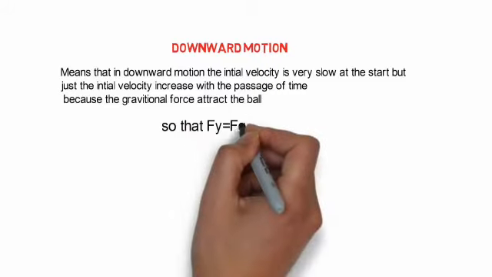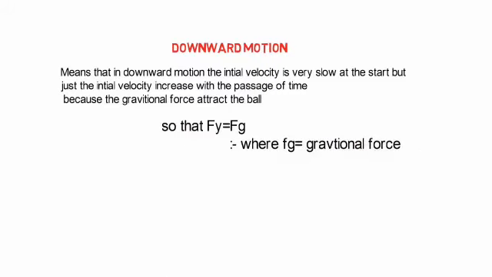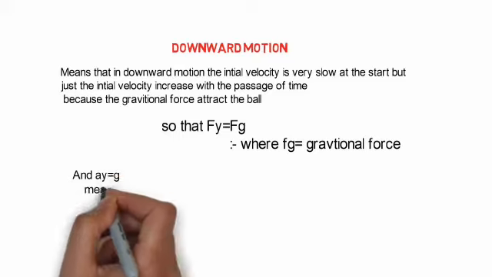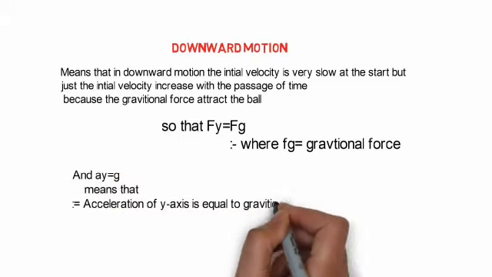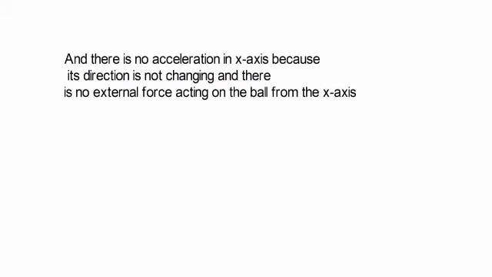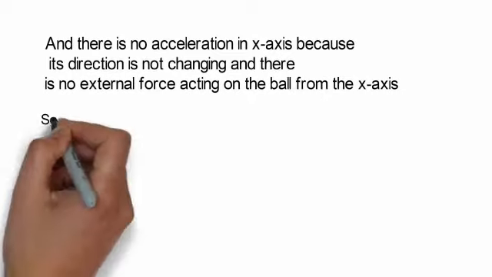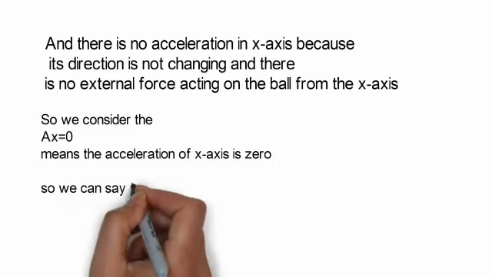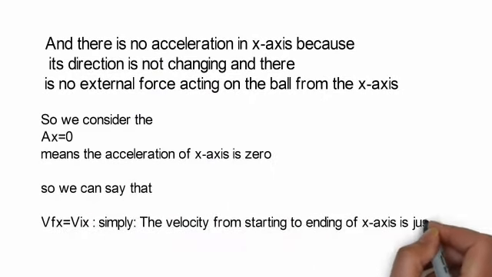the ball, so that Fy is equal to Fg, where Fg is the gravitational force, and Ay is equal to g, which is the gravitational acceleration. And there is no acceleration along the x-axis because its direction is not changing and there is no external force acting on the ball along the x-axis. So we consider that Ax is equal to 0, meaning the acceleration along the x-axis is equal to 0.